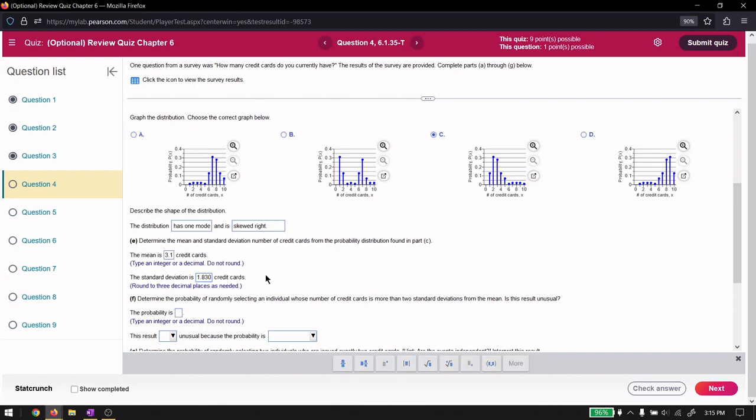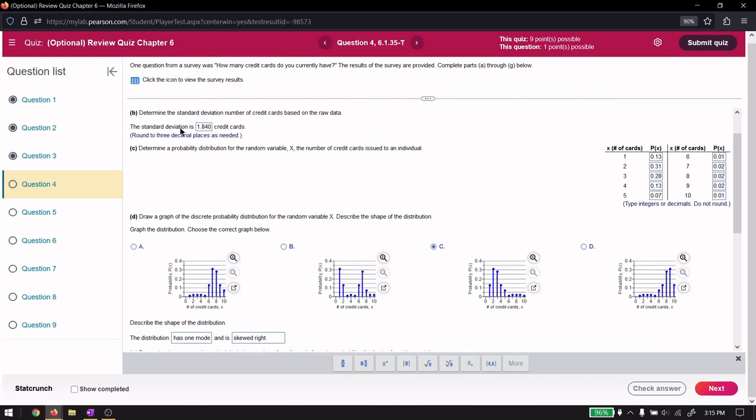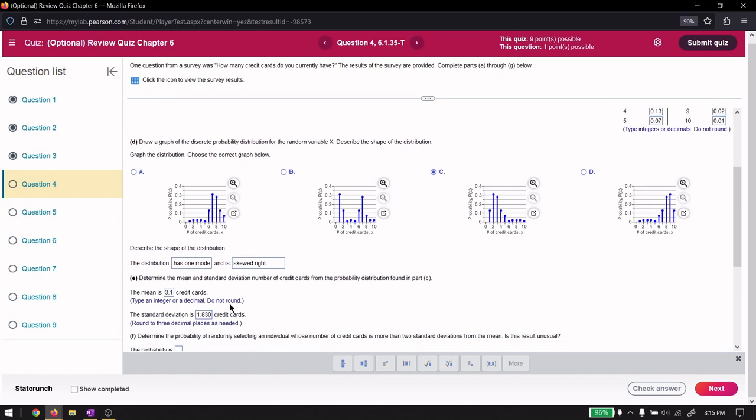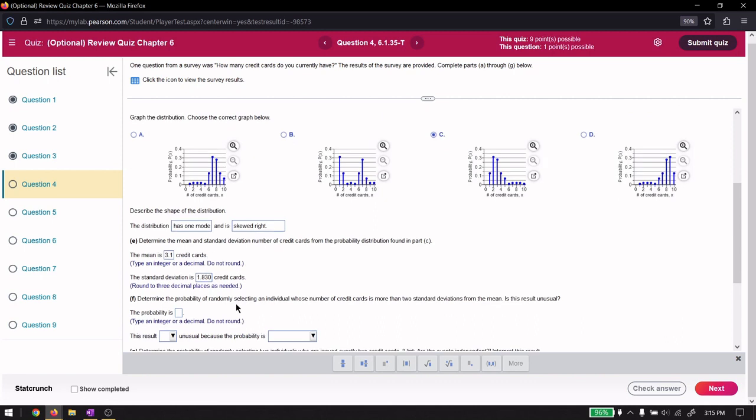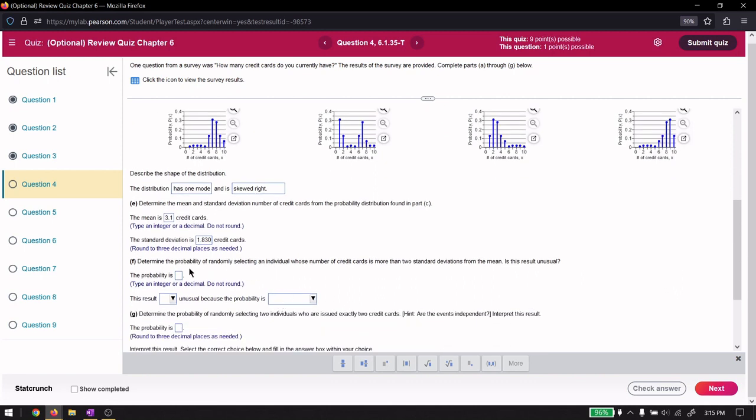But it only wants 3 places. And you can see that the standard deviation is actually slightly different. The mean is the same, but the standard deviation changes only a little bit. Okay, determine the probability of randomly selecting an individual whose number of credit cards is more than 2 standard deviations from the mean. So more than 2 standard deviations.